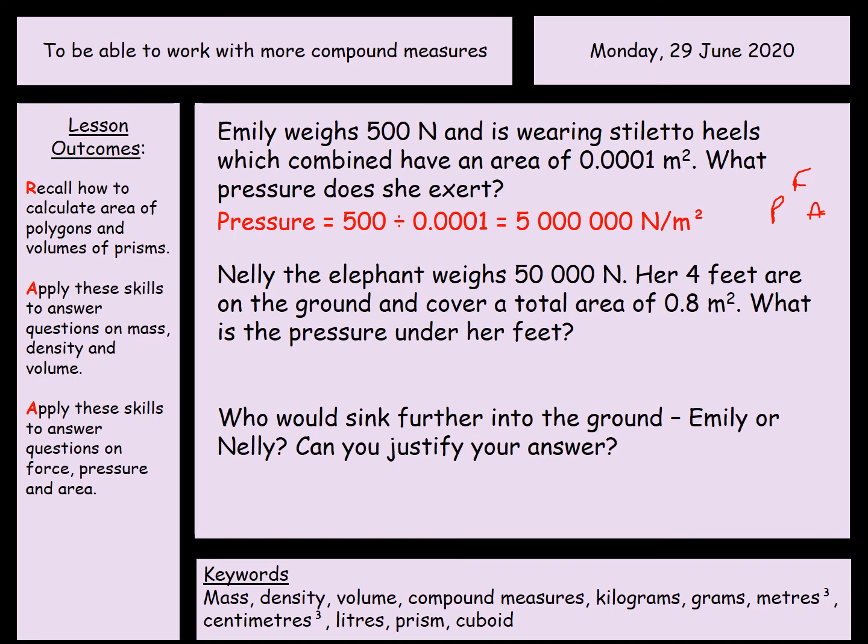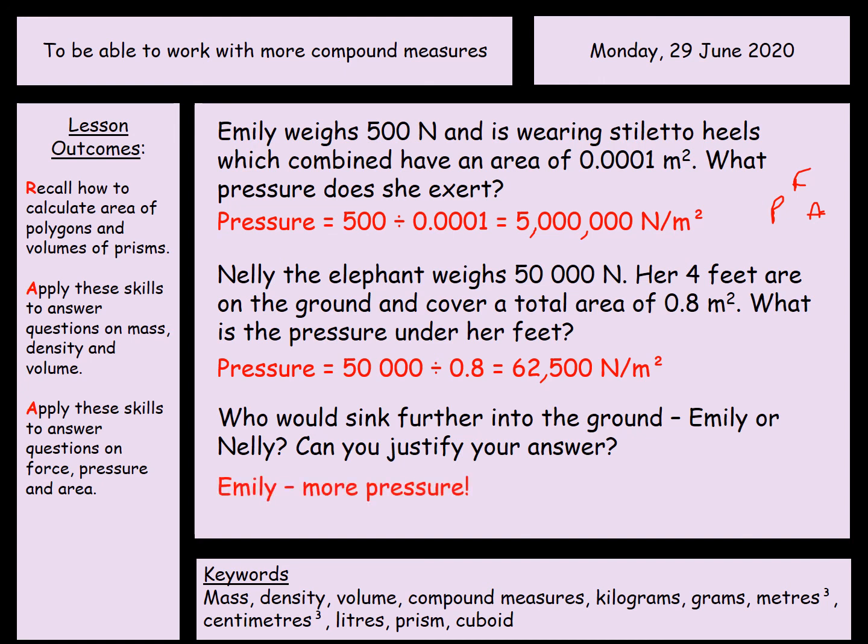And for the first one, we end up at 5 million newtons per meter squared. Next one, 62,500 newtons per meter squared. Final question, who would sink further into the ground, Emily or Nelly? Can you justify your answer? And the answer would be Emily because she's got more pressure.